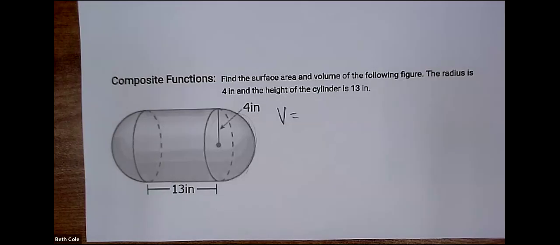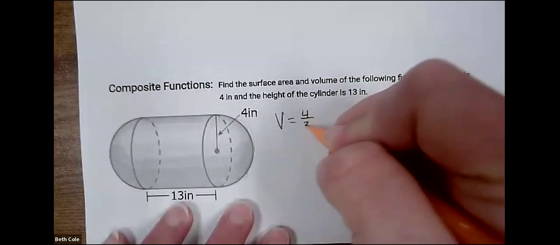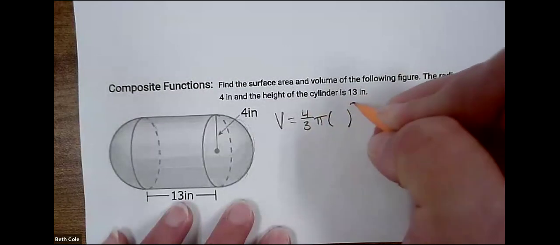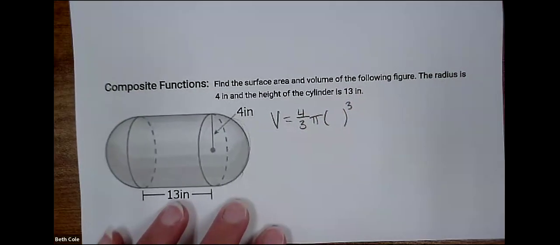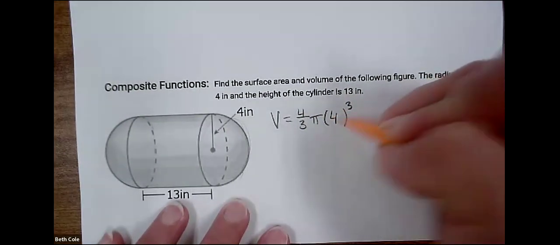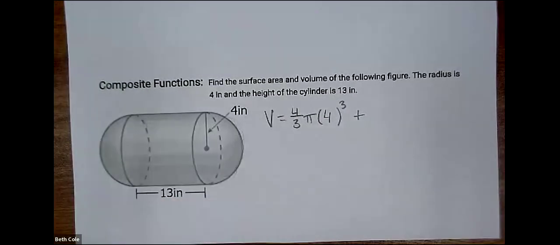While I'm waiting for this to come up, can you flip over and find the volume of a sphere? Can you flip over and find that volume for a sphere? 4/3 pi r to the third. Good job. Come on, projector. There we go. All right, so it's going to be 4/3 pi r to the third. What is r? What is our radius? It's 4. Good. Plus, and then we're going to do the cylinder. So we're doing a sphere plus a cylinder.